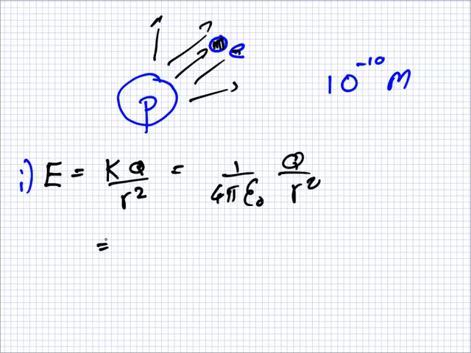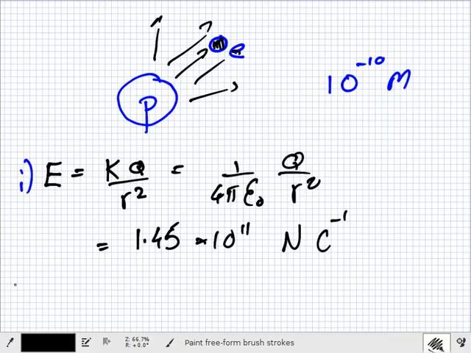And then epsilon 0 is a constant, and the charge of an electron is a constant. And the distance is 10 to the minus 10. So I got 1.45 times 10 to the 11 newtons per coulomb. Did you get that also? I think you did this one in class. Yeah? Okay. What's next, Hareen?